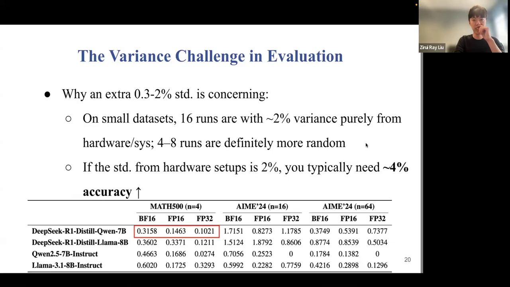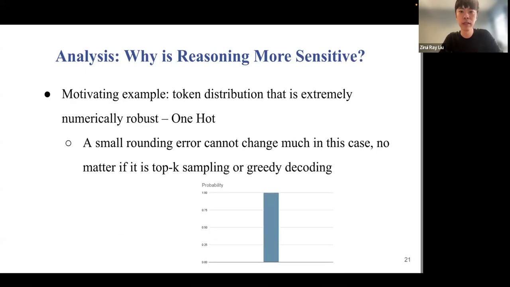So in summary, we should run experiments with more trials and not use greedy decoding. Run your experiment with at least 16 trials, ideally 32 or 64. Don't run it with just 4 or 8 trials. And even if your final accuracy is better, it doesn't mean anything. Also report the standard deviation. This is the lesson I learned from this experiment.